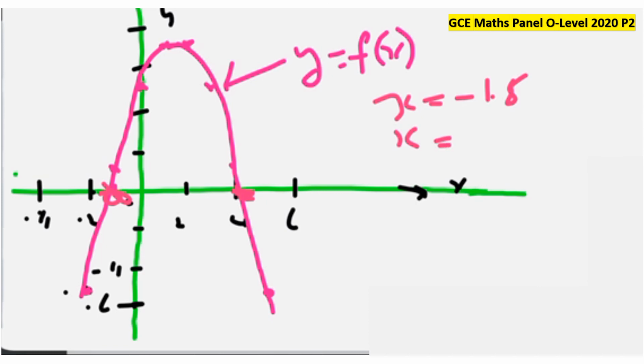You can estimate. Some people have minus 1.6, some people have minus 1.4. It's okay. Normally they give a marking allowance. X is equal to 4.5. Some people may have 4.4, some may have 4.6, slightly different, but the difference will not be that much. Okay.